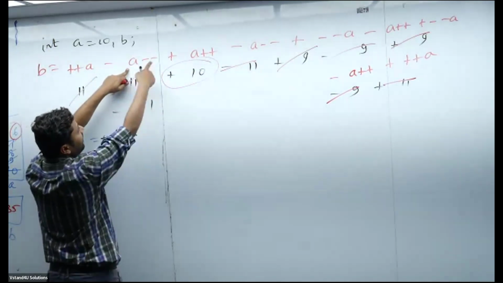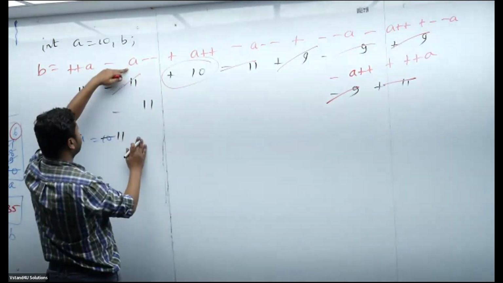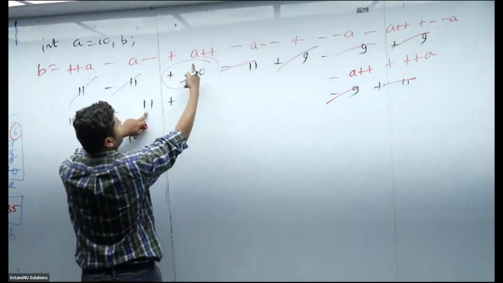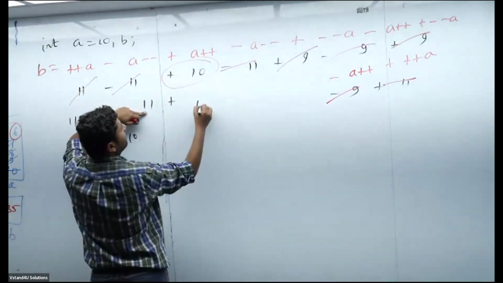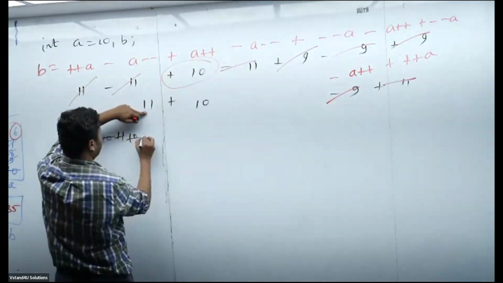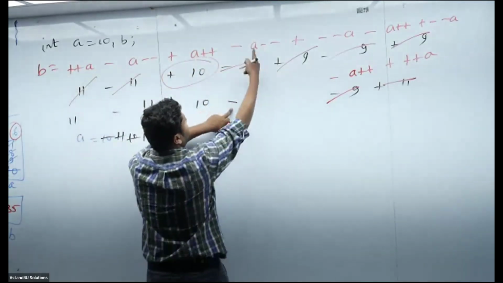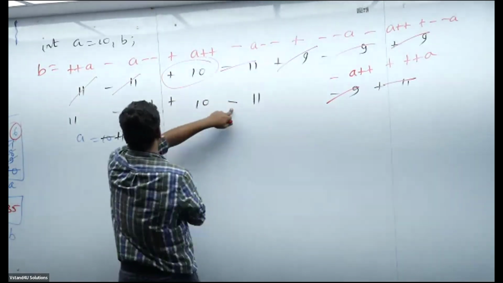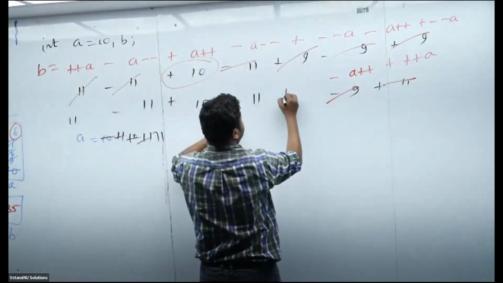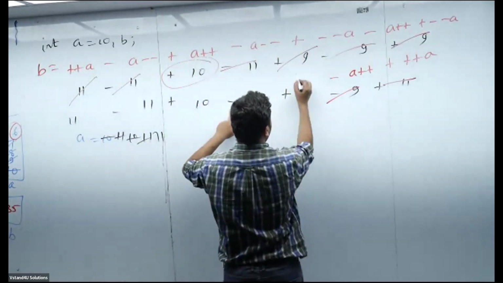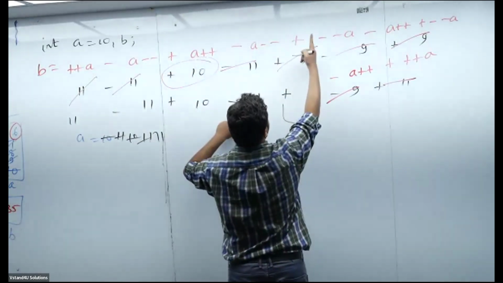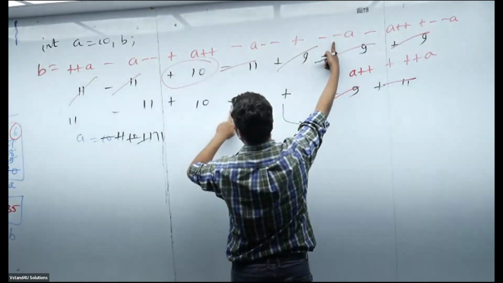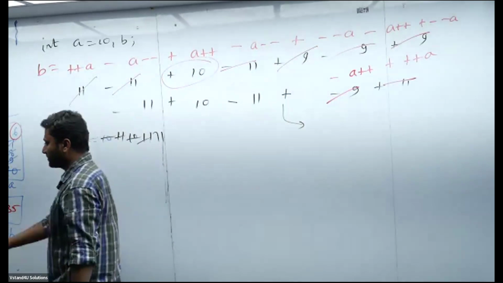Then don't forget to decrement. Then plus. First current value, whatever is there, that is 10. Don't forget to increment. I incremented. Done. Minus current value, because post means current value is 11. Consider current value. Don't forget to decrement. Plus. Are you sure? Actually I have moved up. Wait a minute. I'll start once again.